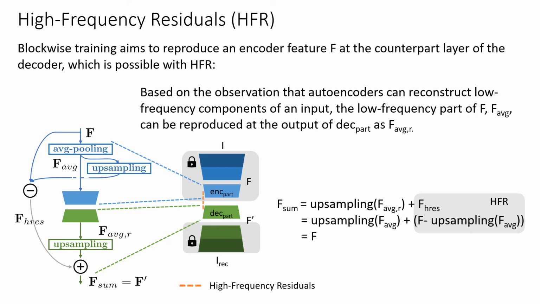Recall that Blockwise training aims to reproduce the encoded feature F at the counterpart layer of the decoder. To make it possible, we average pool the feature F to derive a low-frequency feature F_avg and skip connect the high-frequency residual of F, which is the difference between F and the upsampled F_avg. Since F_avg, which is the low-frequency part of F, can be easily reconstructed by the decoder block, and the high-frequency residual supplements the high-frequency part of F, F can be reproduced at the decoder.